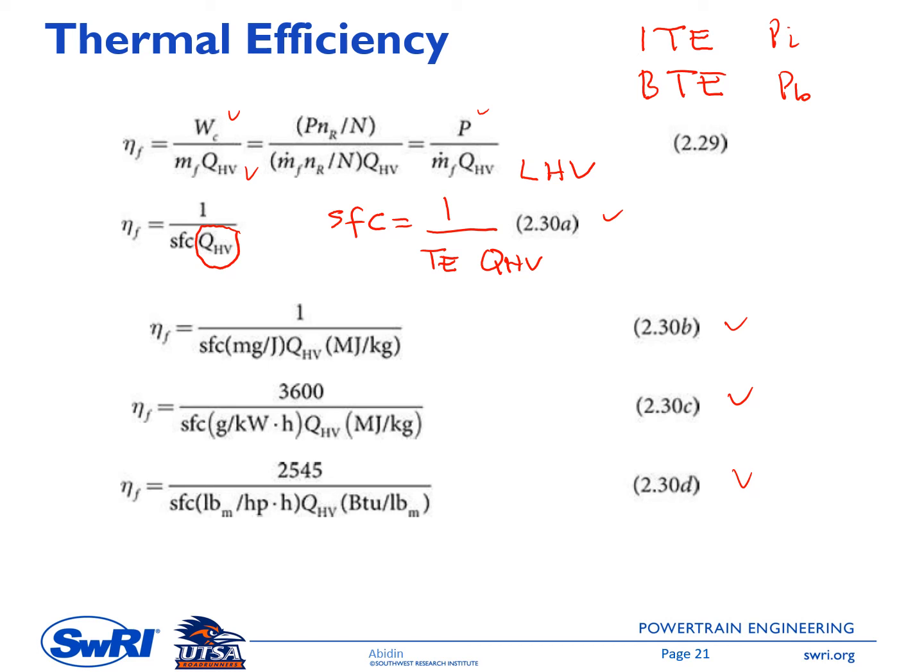These three equations help us get the thermal efficiency as a function of the specific fuel consumption and lower heating value in different units. This one is for the case where we have SFC in milligram per joule and the lower heating value in megajoule per kilogram. And the last one here is for the previous unit.